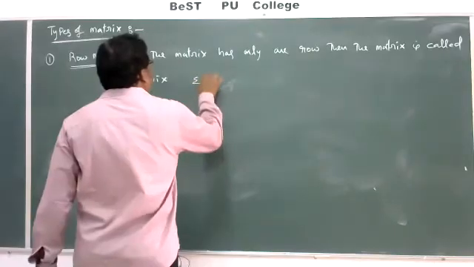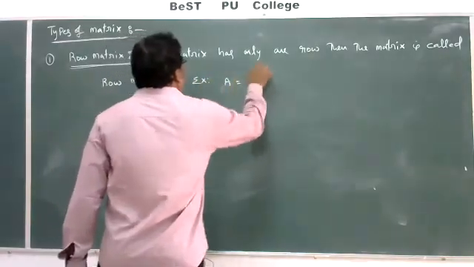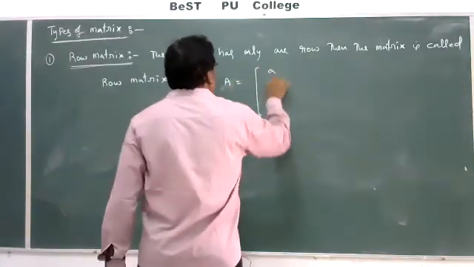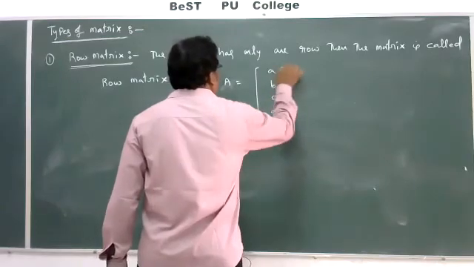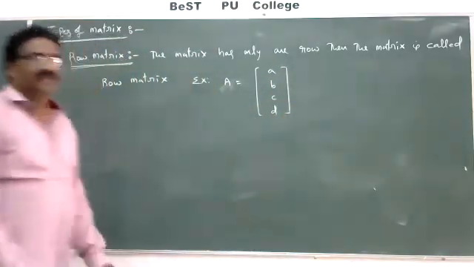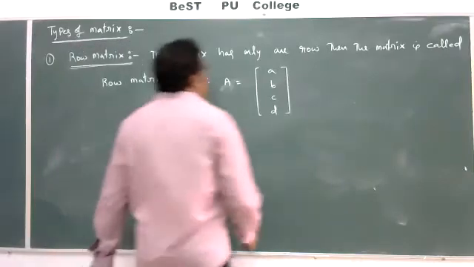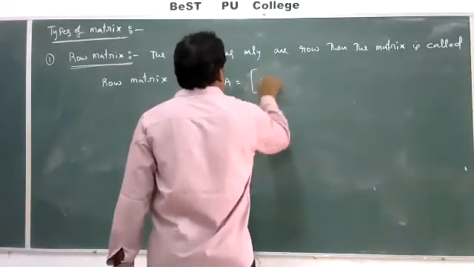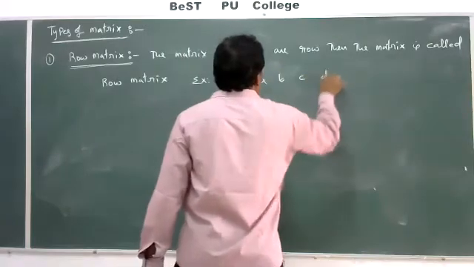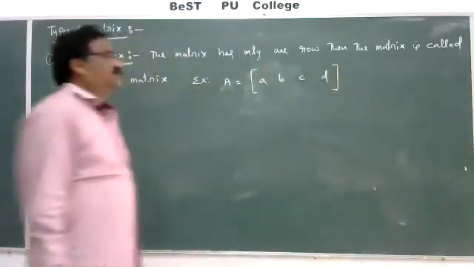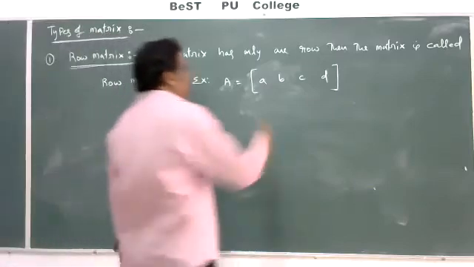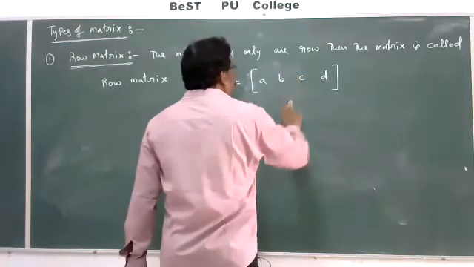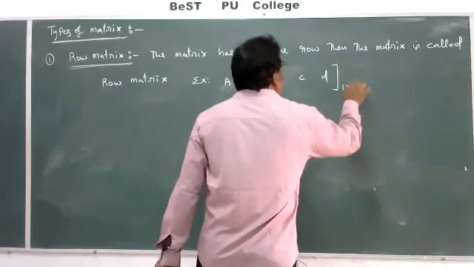Example, A is equal to matrix A, B, C, D, like that. This is the row matrix. So here the matrix has only one row, and 1, 2, 3, 4 columns. 1 by 4.